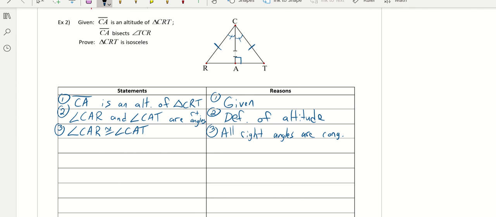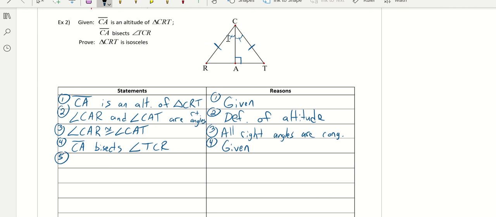Let's go back to our given information. CA bisects angle TCR. How do we know that CA bisects angle TCR? That is given. And what does that tell us if CA bisects angle TCR? Remember, we're trying to prove that pairs of angles and pairs of sides are congruent so that we can prove these two triangles are congruent, triangle CAR and triangle CAT.